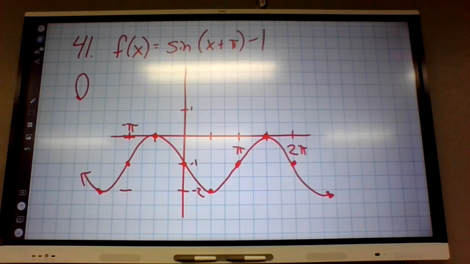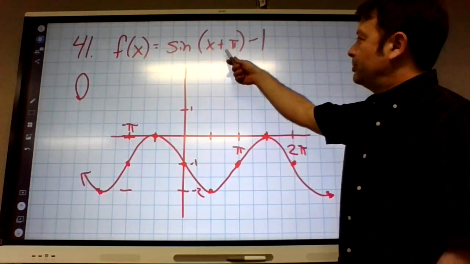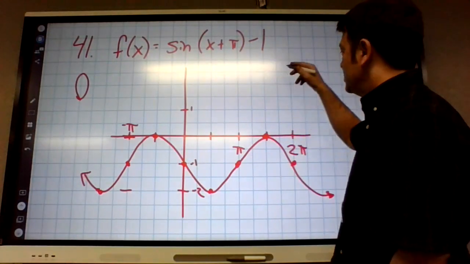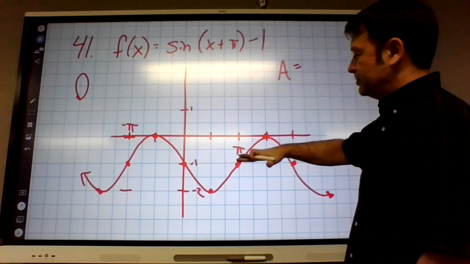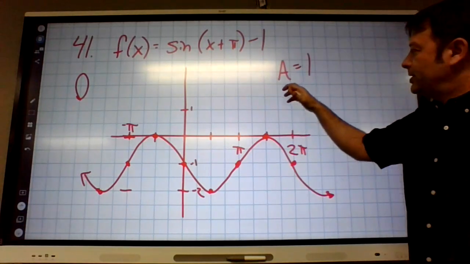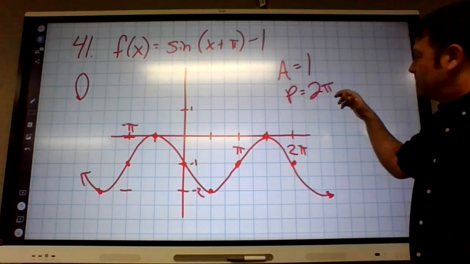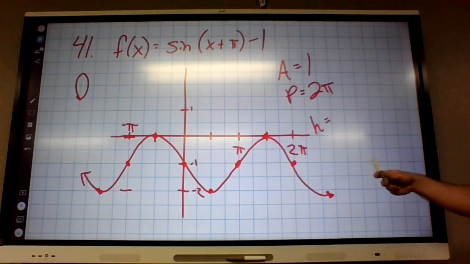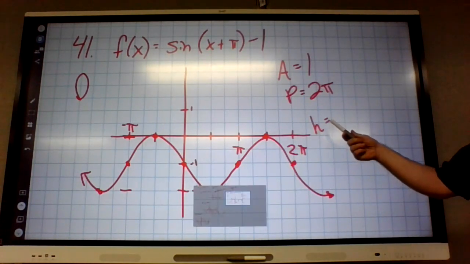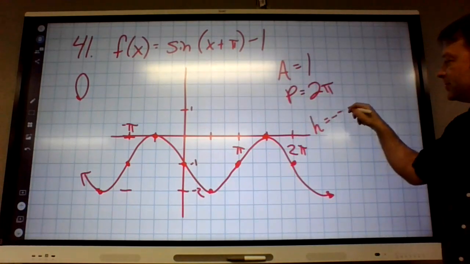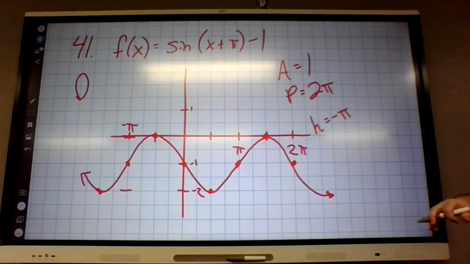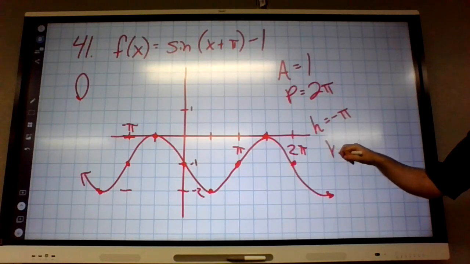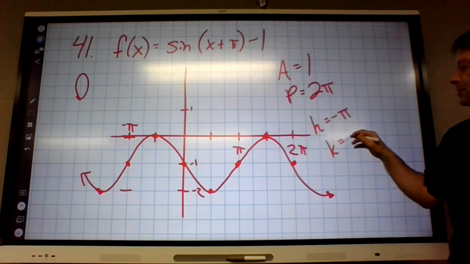What's the phase shift? That's just a fancy word for the horizontal shift. So when we moved left pi, that was the phase shift. So the amplitude is 1. We talked about all these. The period is the normal 2 pi. The phase shift, they used an H. I don't know why, just because. In my head, it's the horizontal shift. So we moved left pi, so the phase shift is negative pi. They didn't really ask the vertical shift, for some reason they used K, but the vertical shift is down 1, so it's negative 1.